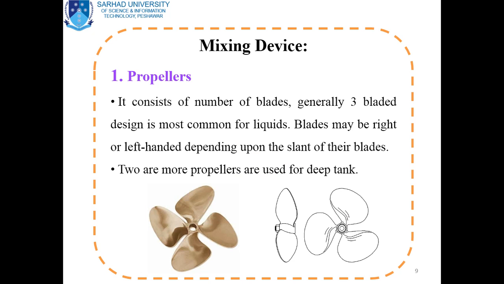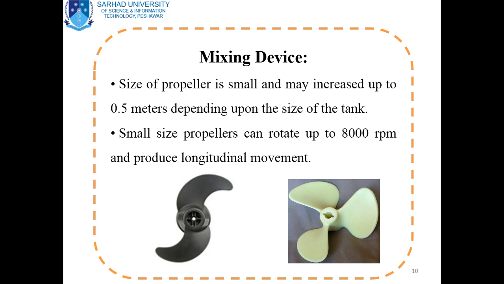Two or more propellers are used for a deep tank. In deep tanks, where a large quantity of fluid is to be mixed and one propeller is insufficient, it is recommended to use two or more propellers for mixing liquids. The size of a propeller is small and may be increased up to 0.5 meters depending upon the size of the tank. If the tank is larger, then we prefer larger propellers, and the size may extend up to 0.5 meters.